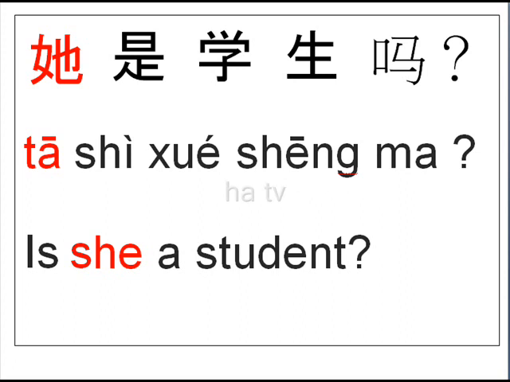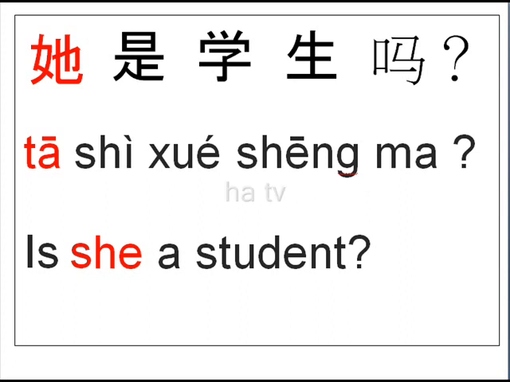As we can see here in these two examples, the pronunciation of ta for she or for he doesn't change. It is ta, ta. If we talk about he, we say ta. And if we talk about she, we say ta. The pronunciation doesn't change, but the spelling makes a difference.